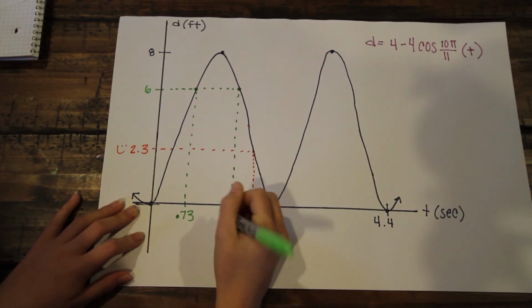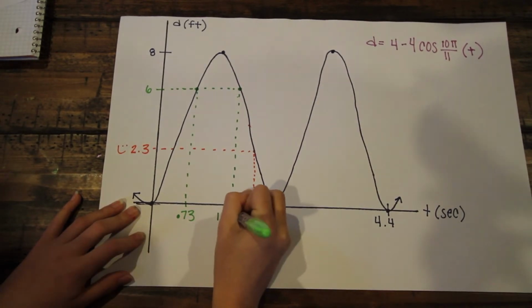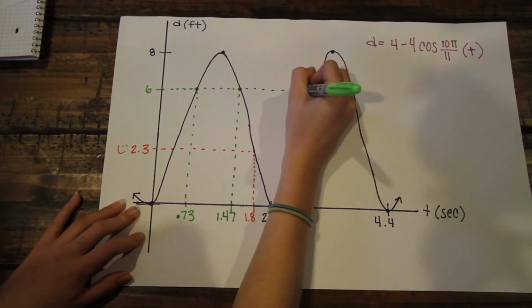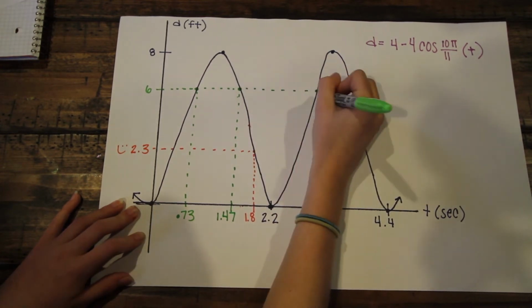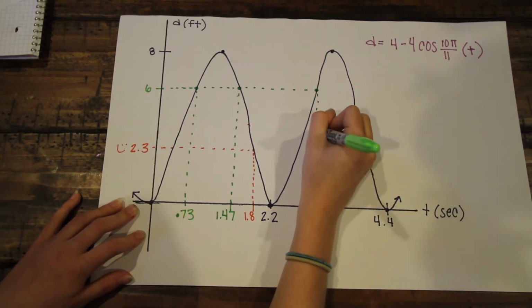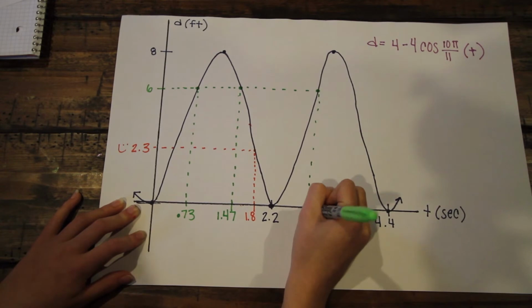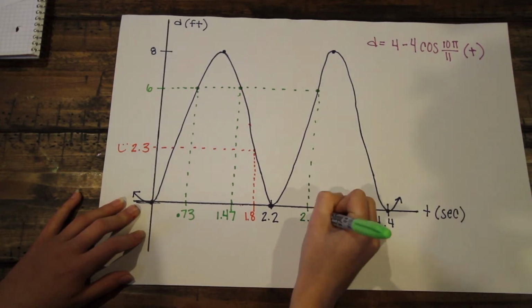And then you see that that's about 1.47. And then we have one more answer to do, so we go again, down to the x-axis, and we see that's about 2.93.